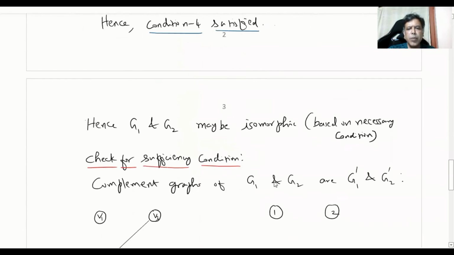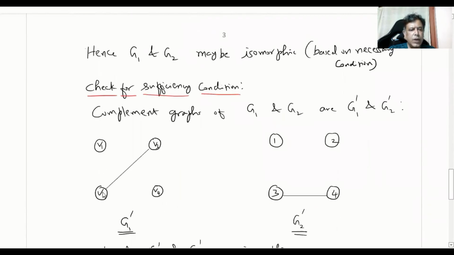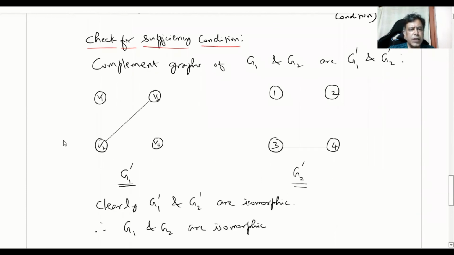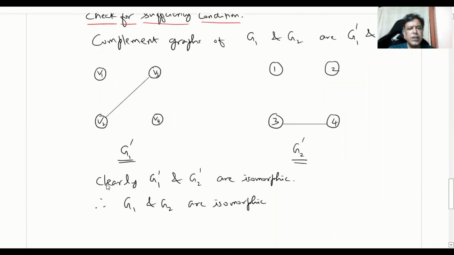We are going to call those complement graphs G1 dash and G2 dash. G1 dash will have this edge V2 to V3 connected, and G2 dash will have 3 to 4 connected, which we just spoke about. Clearly we may notice that if I tilt this V2 and V3 down and take this V4 up, it will become similar to G2 dash. That means it is clear that G1 dash and G2 dash are isomorphic. That means the original graphs, G1 and G2, are also isomorphic. That will be our conclusion. So we can say that the graphs G1 and G2 are definitely isomorphic.